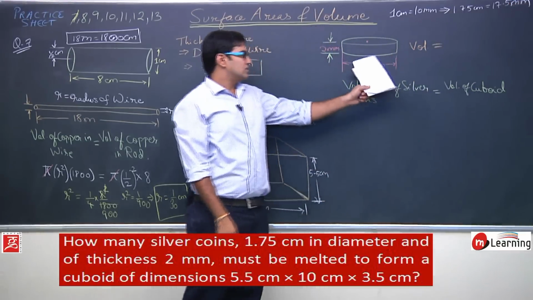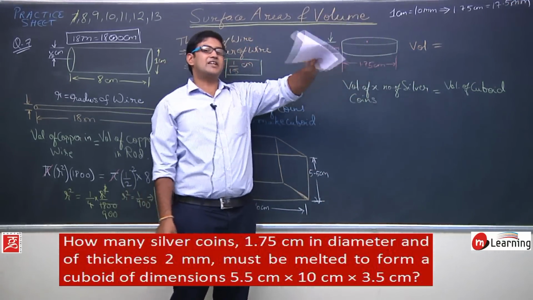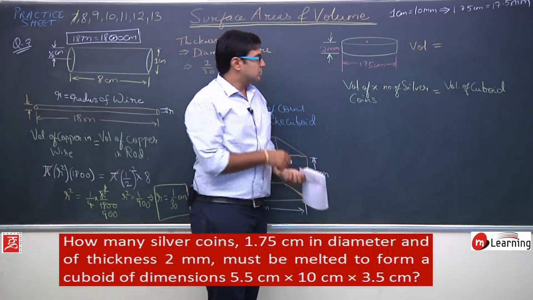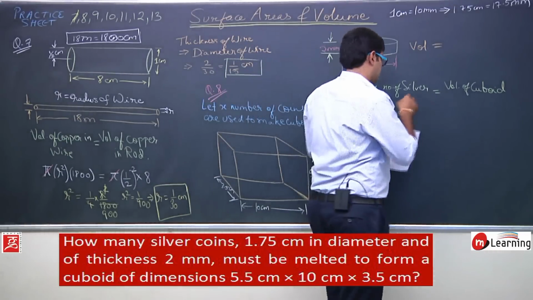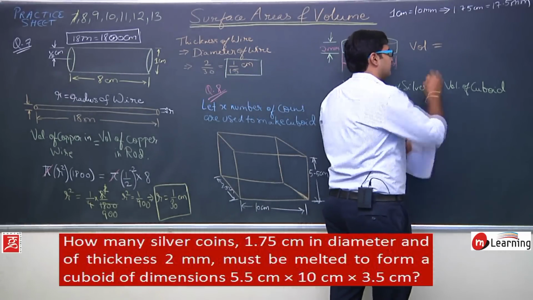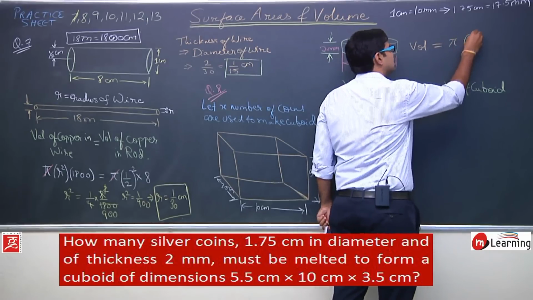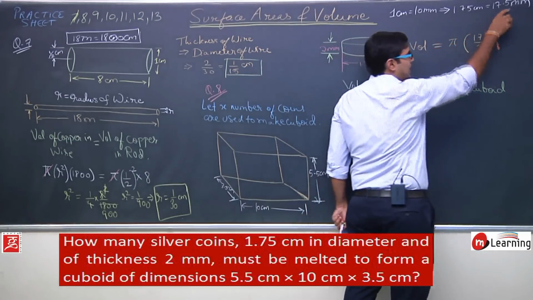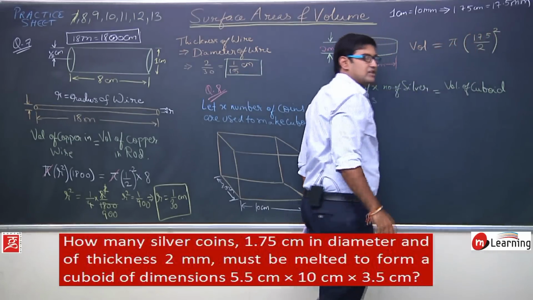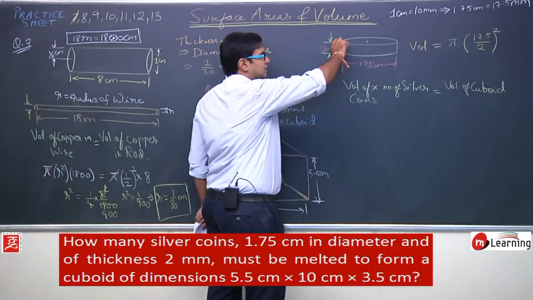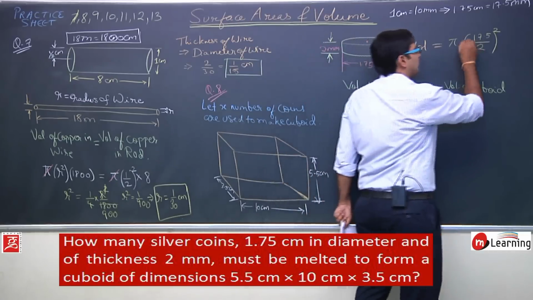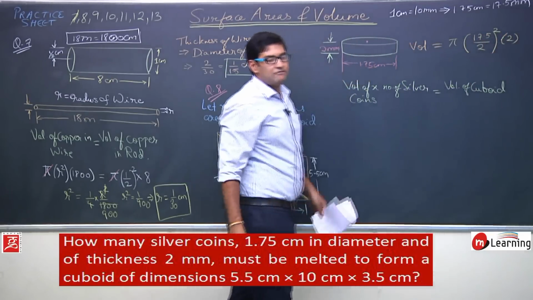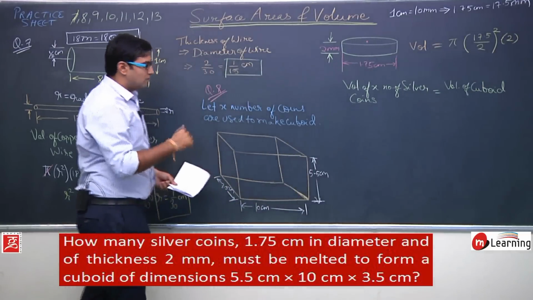Okay, so 1.75 centimeter means 17.5 millimeter is the unit, is the diameter of the silver coin. So the volume of the silver coin will be pi r square. Now r is 17.5 by 2, because 17.5 is the diameter. Okay, this is the radius of the silver coin, and the width of the silver coin is 2 mm. So pi r square h. Height is 2 mm. I have converted all the units into millimeter.